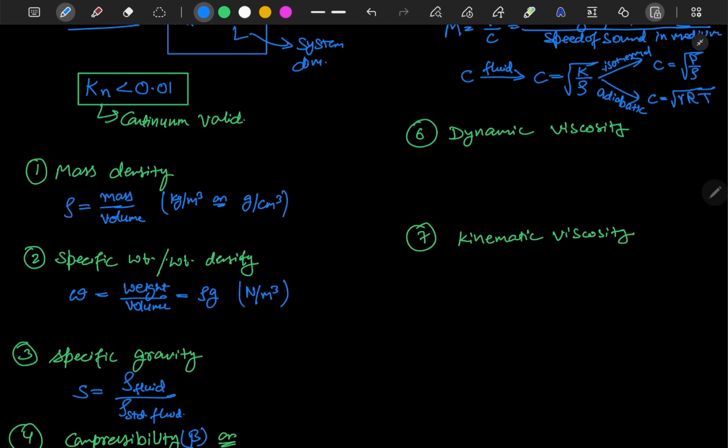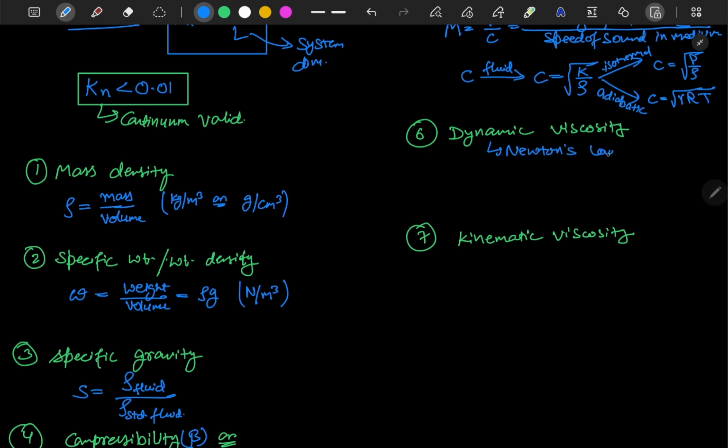Okay, next if we talk about dynamic viscosity, your dynamic viscosity, or viscosity, is basically the internal resistance of the fluid. In dynamic viscosity we studied that tau is equal to... this is your Newton's law of viscosity.